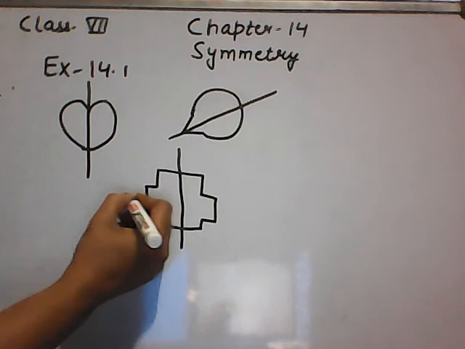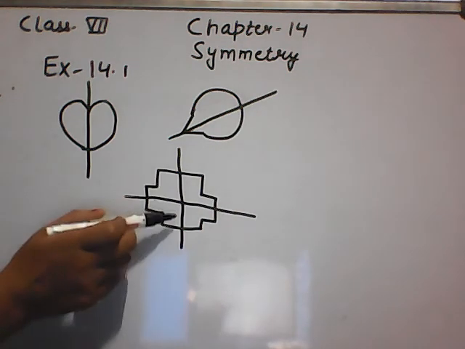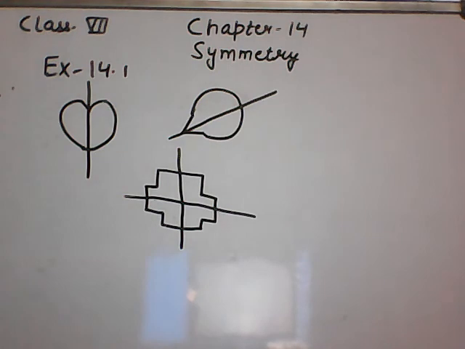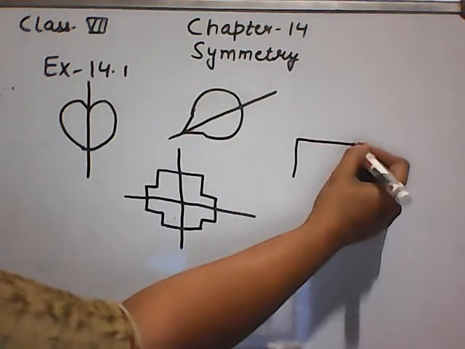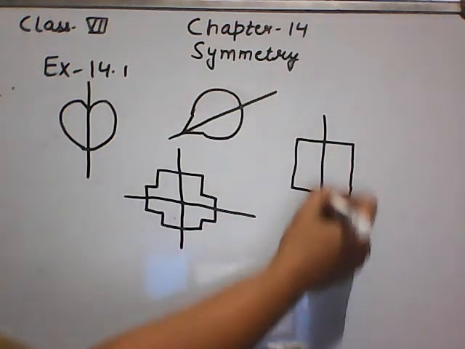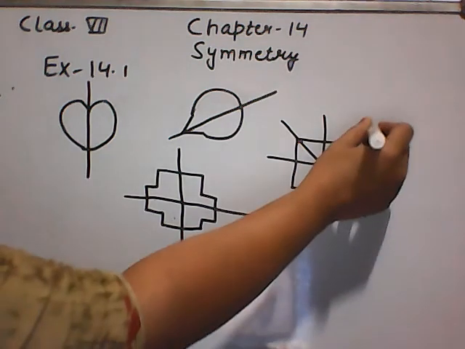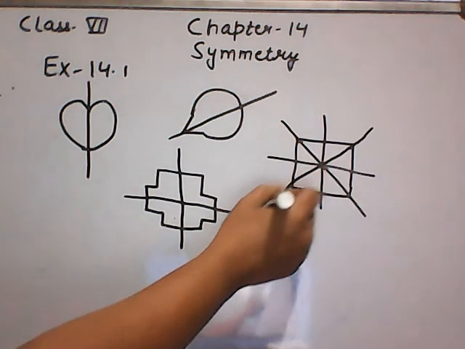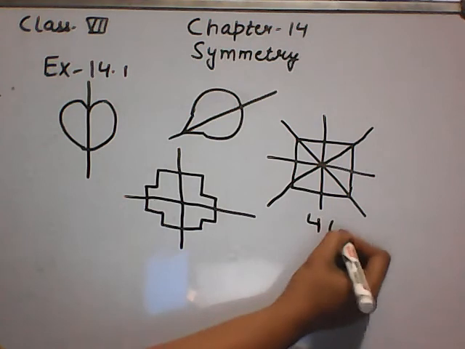If we divide this figure along the horizontal line, then the upper part and the lower part coincide with each other. So this figure has two lines of symmetry. Next figure given to you is a square. As we have already discussed, a square has four lines of symmetry: the vertical line, the horizontal line, and the diagonal lines of symmetry. Along the diagonals, we can fold this figure and the two parts coincide with each other. So a square has four lines of symmetry.